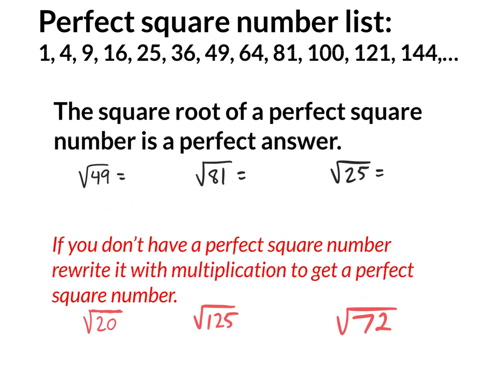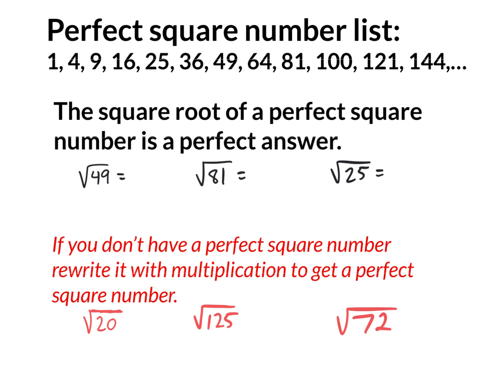First of all, you need to know what a perfect square number is and how to make a perfect square number list. If you go 1 times itself, it's 1. 2 squared is 4, right? 3 squared is 9, right? 2 times 2 is 4, 3 times 3 is 9, 4 times 4, 5 times 5, 6 times 6, 7 times 7, 8 times 8, 9 times 9, 10 times 10, and so on and so on. So you should be able to come up with this perfect square number list on your own.